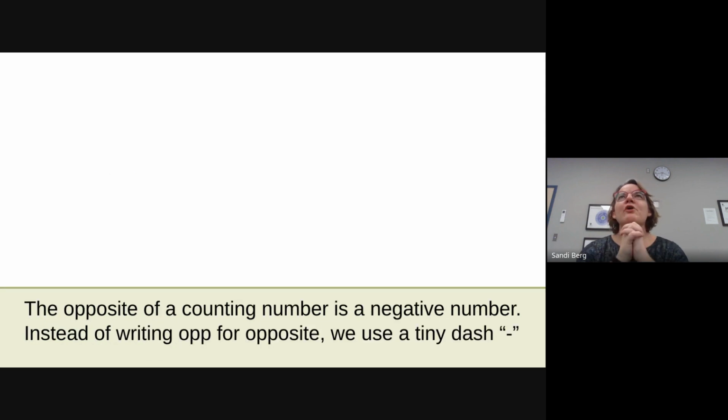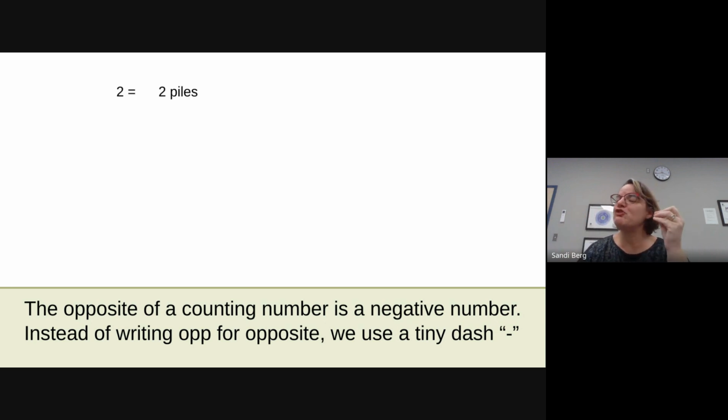All right. So really, the opposite of a counting number, so we've been talking about the opposite of piles, the opposite of three, the real name for that is a negative number. And instead of writing "op" for opposite, we're actually going to use the little dash that we use to explain that this isn't a pile, this is a hole, the opposite of a pile. So let's take a look at what that means.